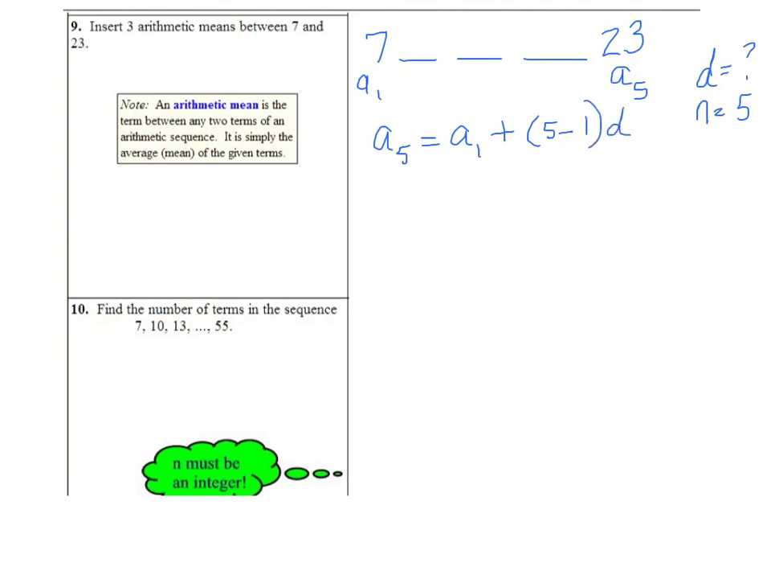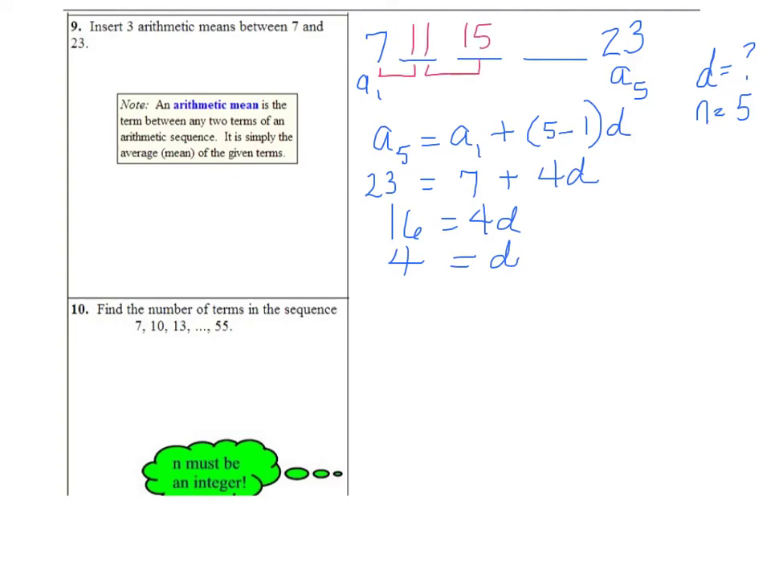I put in what I know. A sub 5 is 23. A sub 1 is 7, and solve for d. So 23 minus 7 is 16. So d is equal to 16 divided by 4, which is 4. So now that I know what d is, I can do 7 plus 4 and get 11, plus 4 and get 15, plus 4 and get 19, and then it better be plus 4, should be 23. The 11, 15, and 19 are the 3 arithmetic means between 7 and 23.